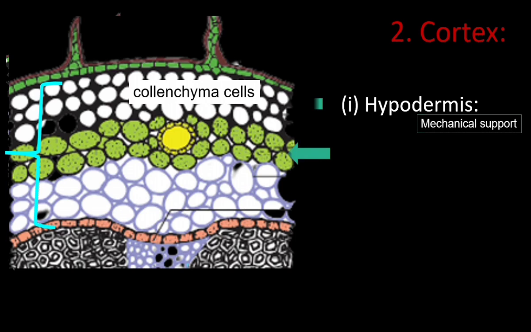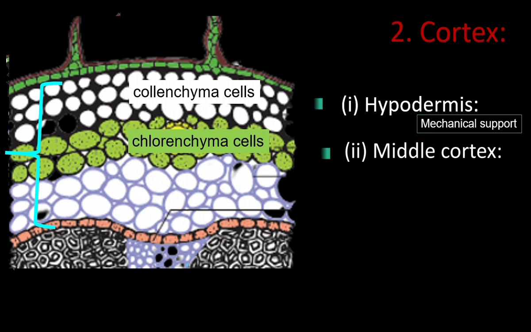The second part of cortex is middle cortex. Middle cortex has chlorenchyma cells. Chlorenchyma cells have chloroplasts. So these cells are involved in photosynthesis. These cells prepare the food material. Middle cortex is made up of chlorenchyma cells.